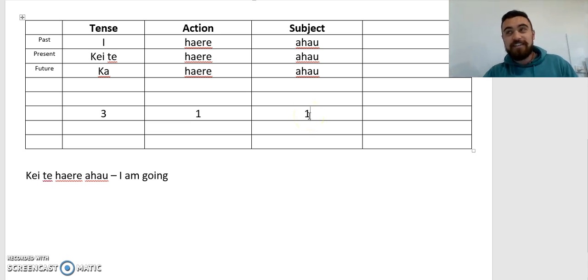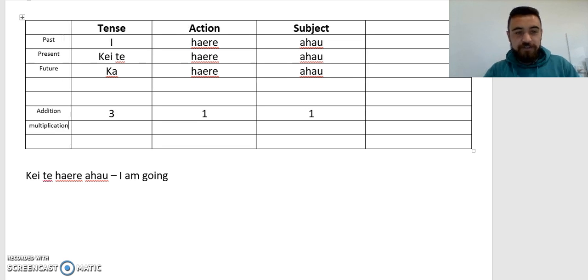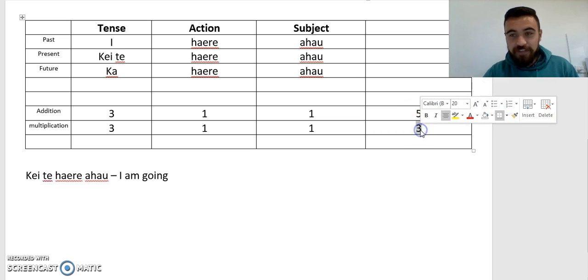Now, if we look at this from a mathematical perspective, we've had to learn 3 words. So we'll call this addition and multiplication. We all know what that means. Addition is to add, multiplication is to multiply. So if we add all these words up, we've learned 3, 4, 5 words. So we've had to learn 5 words. And if we multiply it out, 3 times 1 times 1, we end up with 3. So we've had to learn 5 different words, and we've got 3 different things that we can say.